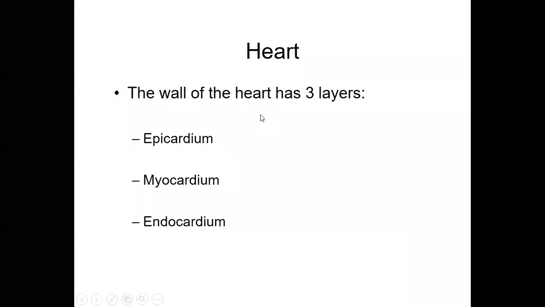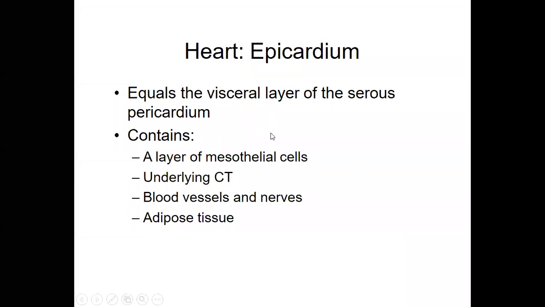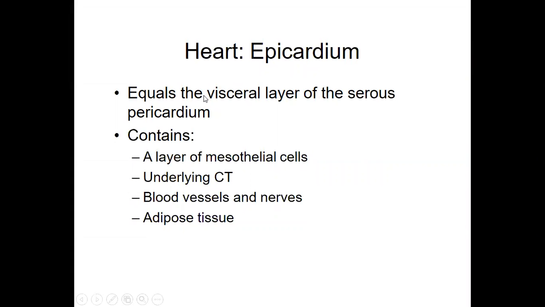Now we're going to proceed to discuss the histology of the heart. Right now we are going to focus on the wall of the heart first. The wall of the heart has 3 layers: the epicardium, the myocardium, and also the endocardium. The epicardium is equal to the visceral layer of the serous pericardium. The epicardium contains a layer of mesothelial cells, underlying connective tissue, the blood vessels, and also nerves, and adipose tissue. So these are the contents of the epicardium.